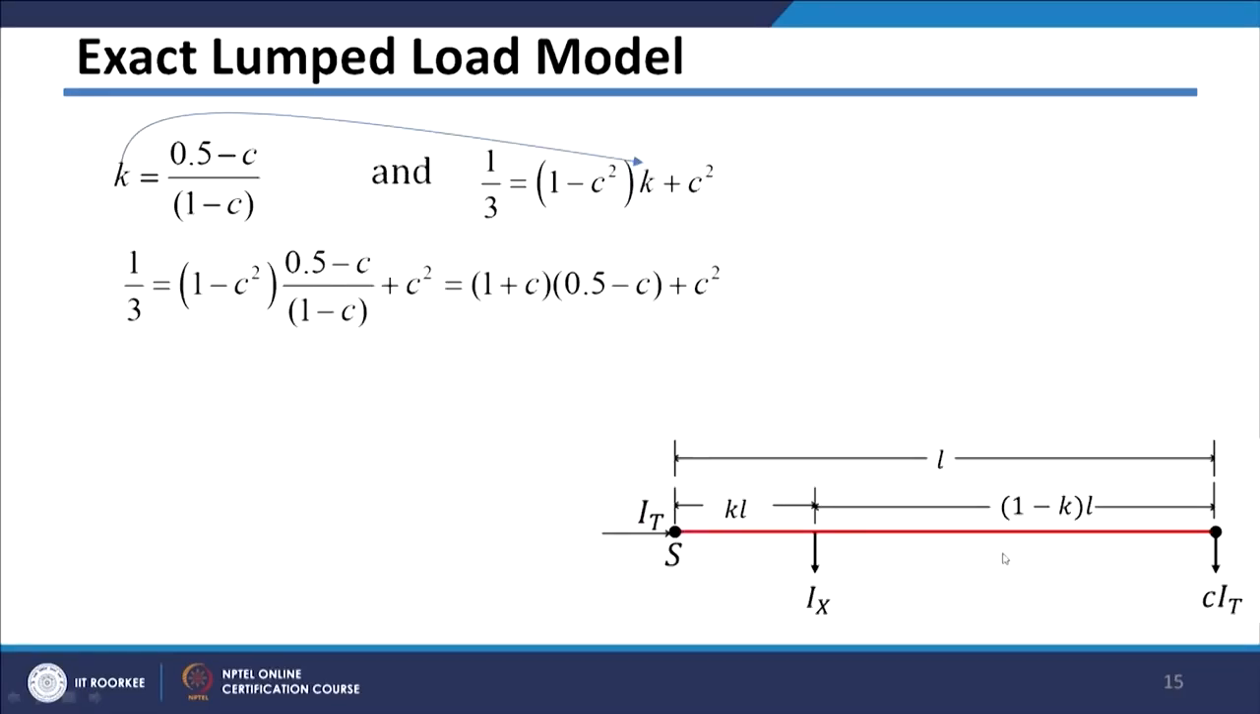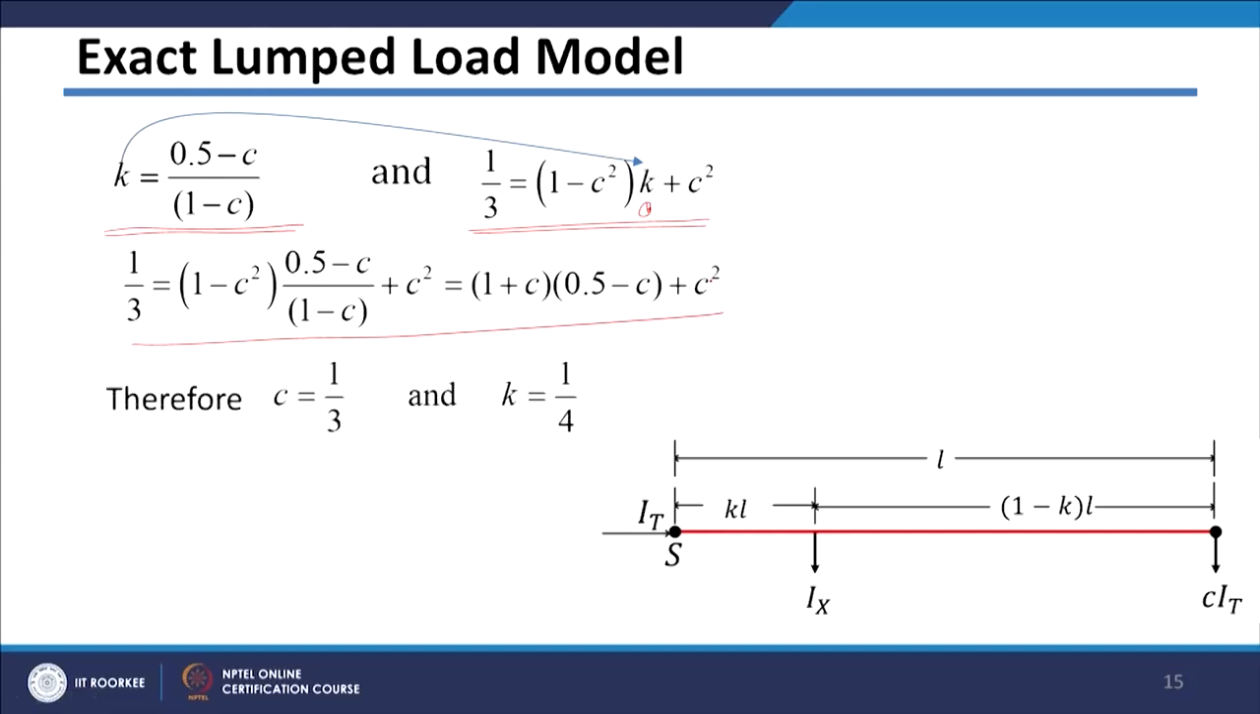After solving these two equations, from the power loss equation, or after equating power loss, we have got this equation, and after equating the voltage drop, we had got this equation. Now if you put the value of K into this particular equation, I will get this, and this equation is basically just in terms of C, and if you solve this equation, I will get C is equal to 1 by 3 and K is equal to 1 by 4. So after solving for C, I can just put the value of C into this equation to get the value of K.